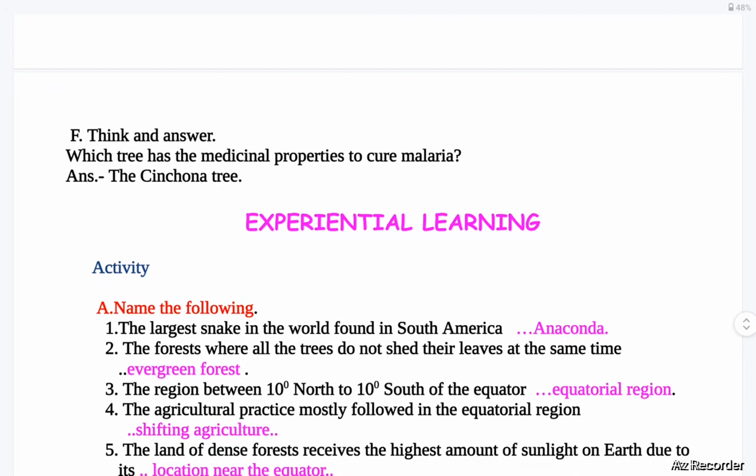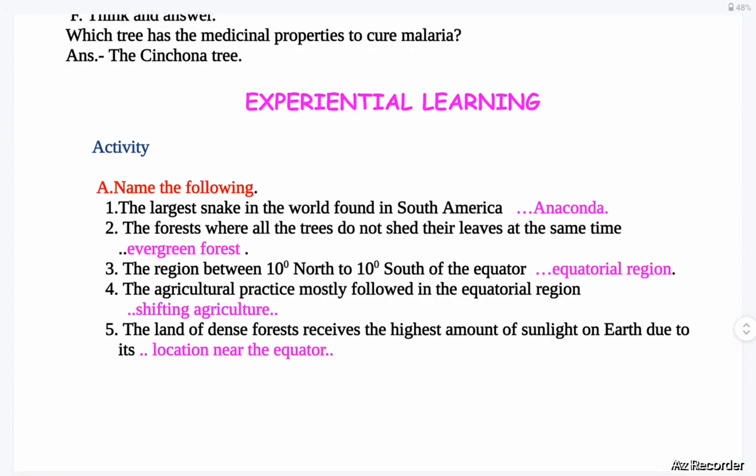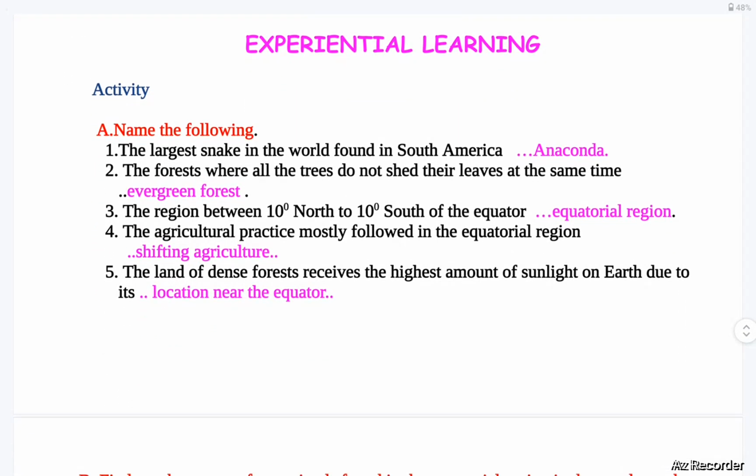So next is F. Think and answer. Which tree has the medicinal properties to cure malaria? The answer is cinchona tree. The next is experiential learning activity. The first question is A. Name the following.